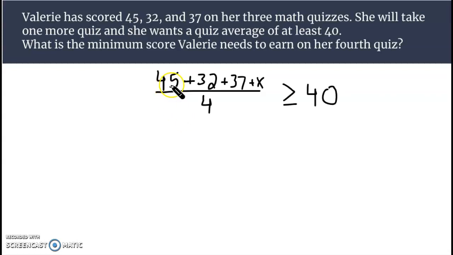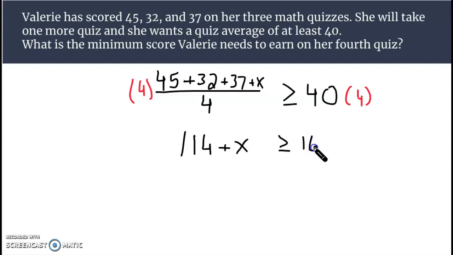First we need to add 45, 32, and 37. And that gives us 114 plus the X. I'm going to move that 4 to the other side. I'm going to do that by multiplying both sides of the inequality times 4. And that gives us 40 times 4, which is 160. So we're greater than or equal to the 160. Last step, take away 114 from both sides. 160 minus 114 gives us 46.